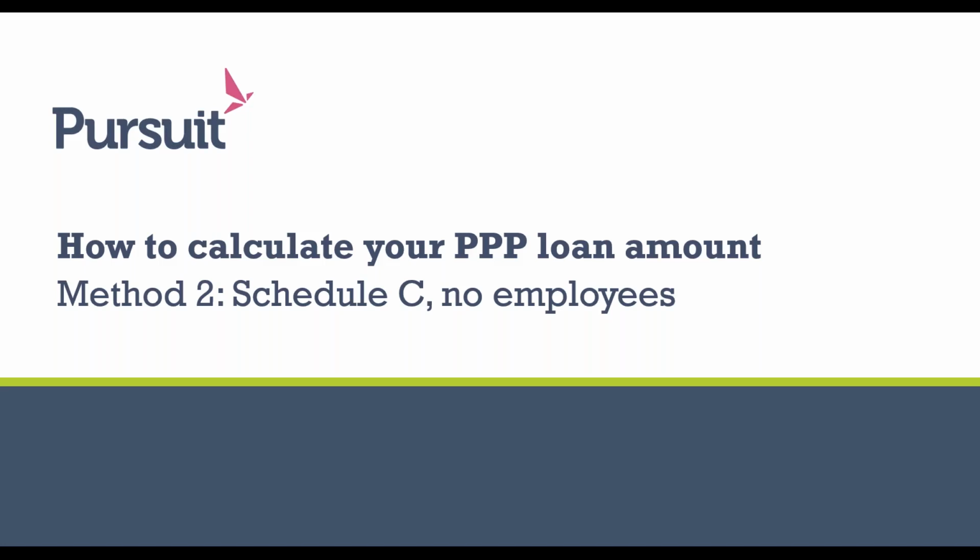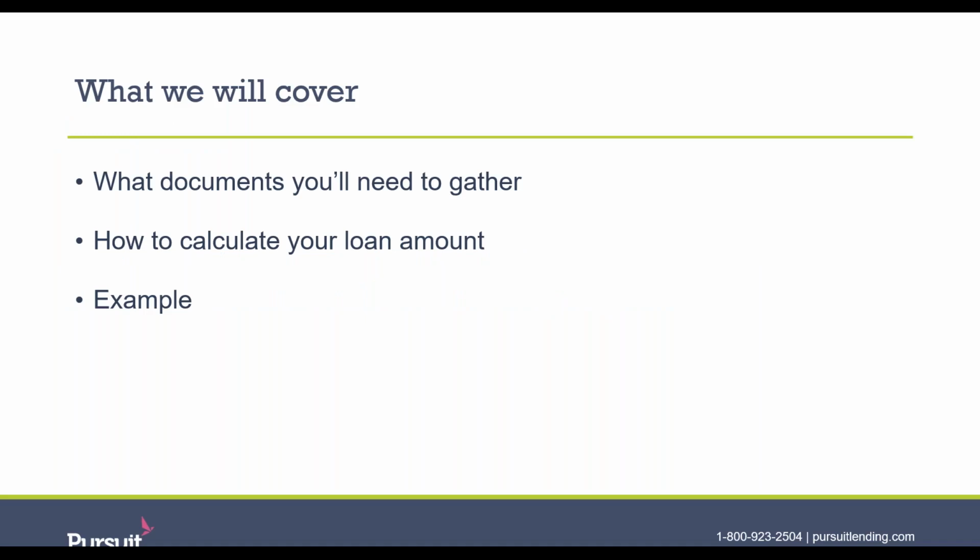PPP loan amount. I'm Chris Levy, Chief Credit Officer of Pursuit, and I'm here today to talk about calculating your PPP loan amount for a Schedule C business with no employees. A Schedule C business with no employees is going to be a typical sole proprietorship or single member LLC that files on Schedule C of the personal tax return. This business has no employees, meaning there are no additional salaries expense on the tax return. That's what we're going to cover today in this webinar.